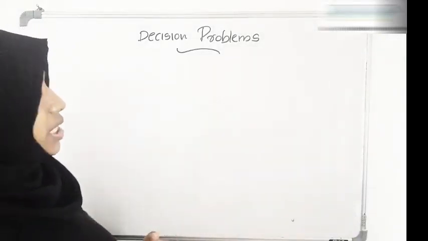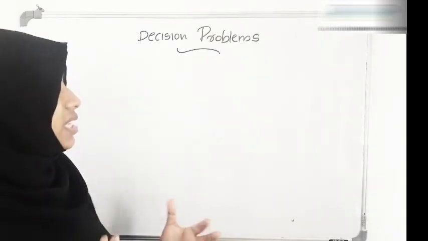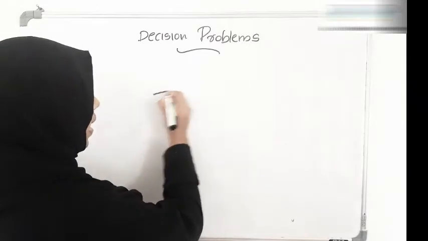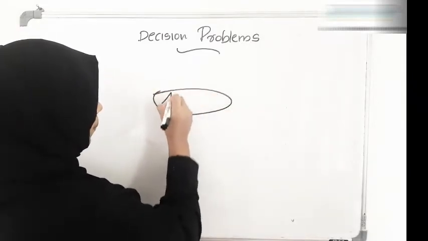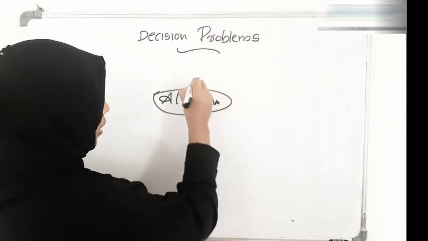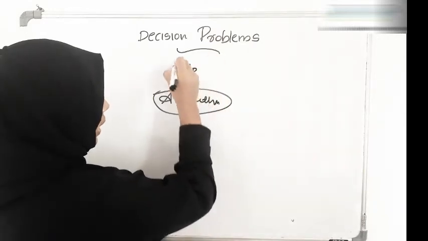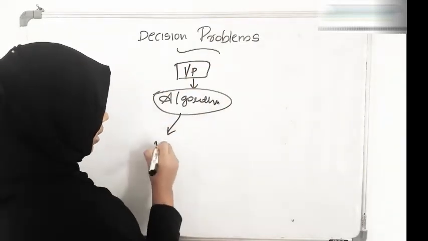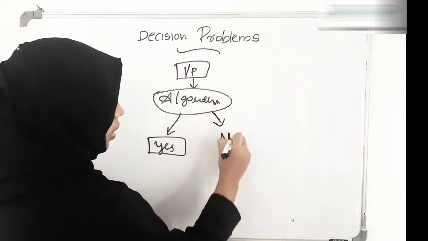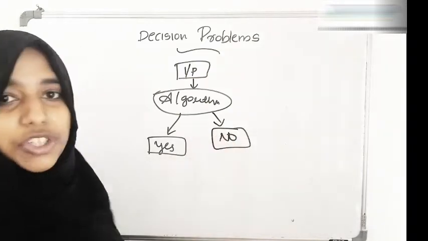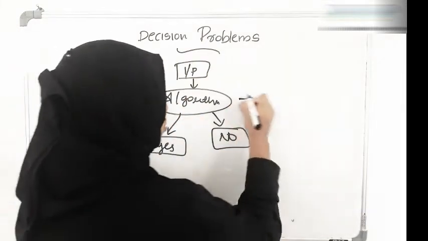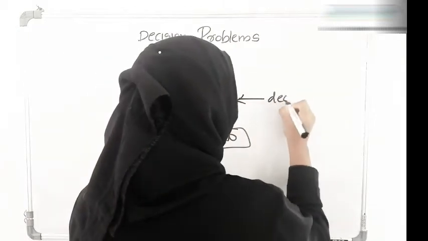Decision problems are problems which can be posed as a yes or no question. That is, we will have an algorithm, and if we give some input to this, it can say either a yes or a no for sure. The algorithm that is used to determine this is known as a decision procedure.